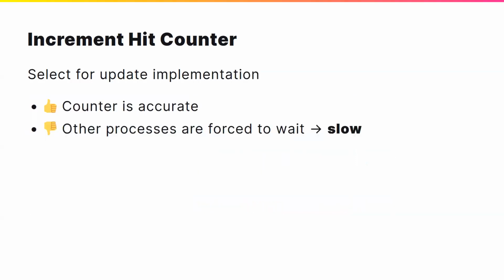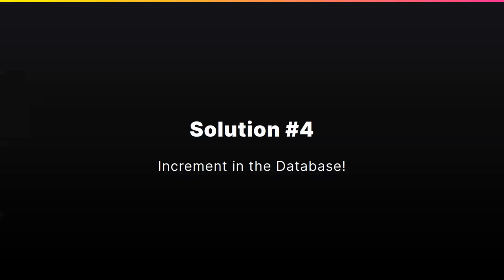Okay. So by using select for update, basically a lock again, we have an accurate counter, but once again, because we used a lock, other processes are forced to wait, which means that our process is now very, very slow. Now remember, the entire purpose of our URL shortener is to very, very quickly redirect short URLs to long URLs. So if we make this process slow, then we have a very bad system.